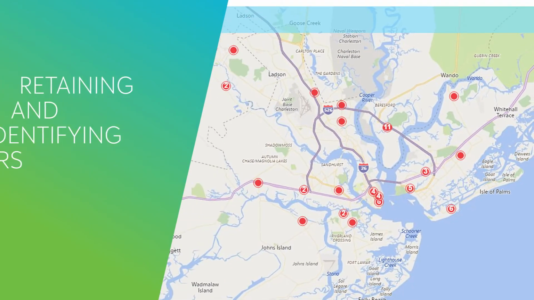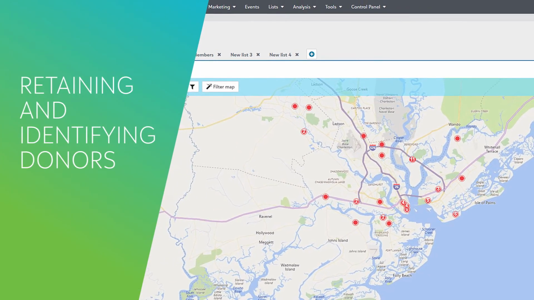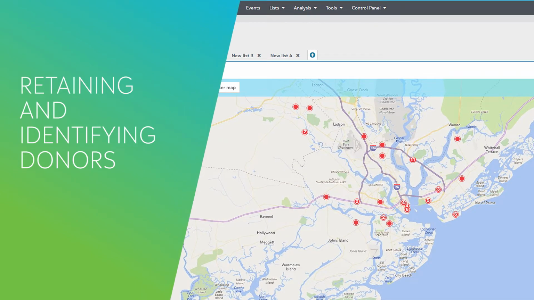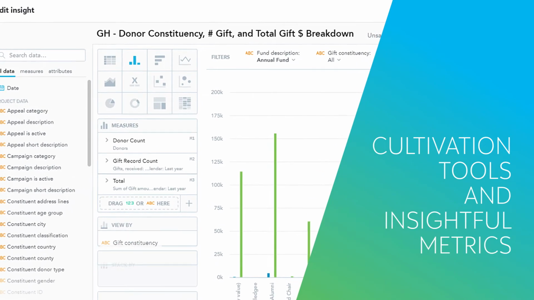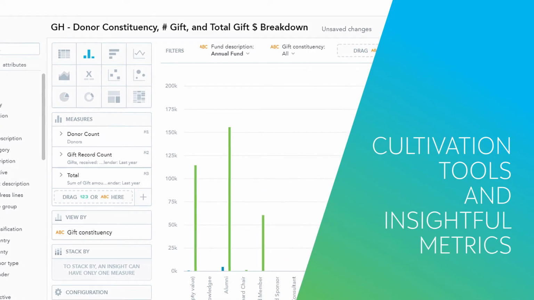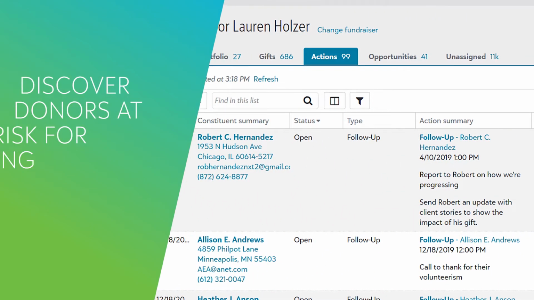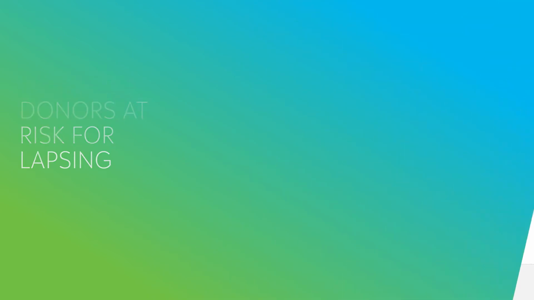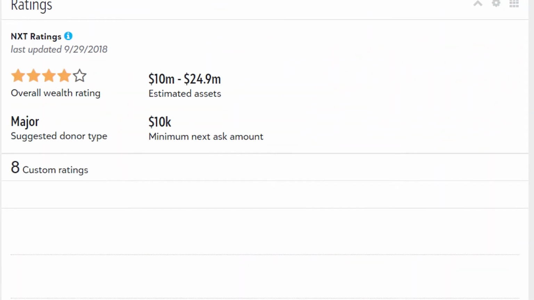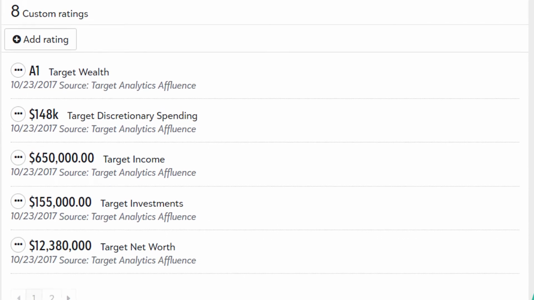Retaining existing donors and identifying potential major donors are essential for future success. And Blackbaud Razor's Edge NXT delivers results there too. Standard cultivation tools and insightful metrics for events, volunteers, and members help expand your reach and maximize programming. Discover donors at risk for lapsing before it occurs, then engage with them to continue providing recurring gifts while leveraging wealth analytics to identify top prospects for larger gifts, with a recommendation for the size of the gift to request.